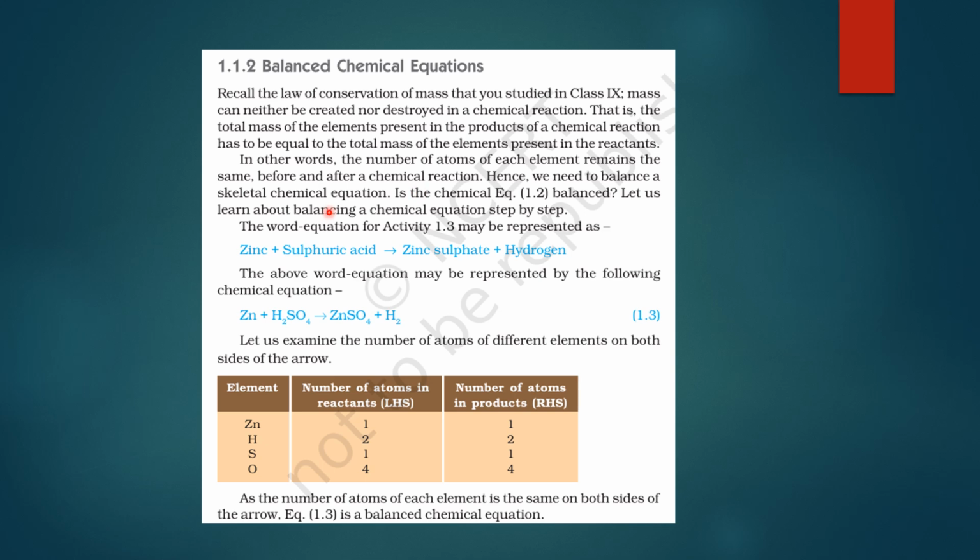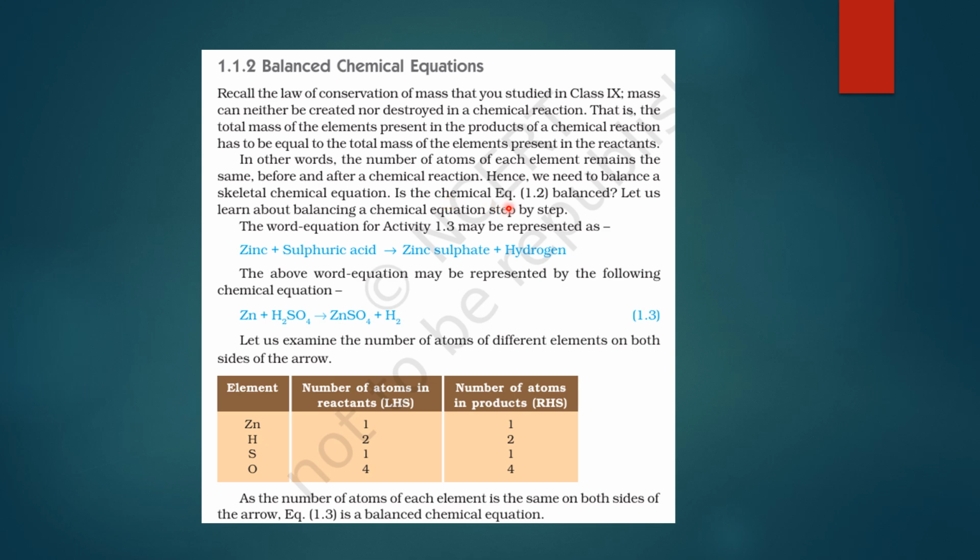Now, in other words, the number of atoms of each element remains the same before and after a chemical reaction. Means if on the left hand side there are two oxygen atoms, then on the right hand side also you have to maintain two oxygen atoms. Otherwise, the conservation of mass law is not followed there. So hence we need to balance a skeletal chemical equation. You have to balance it so that this law remains there.